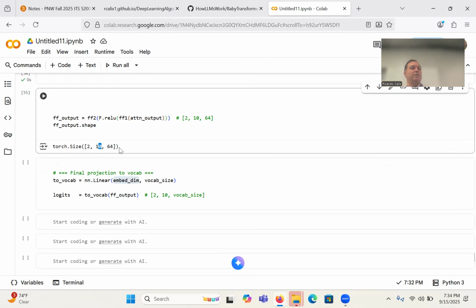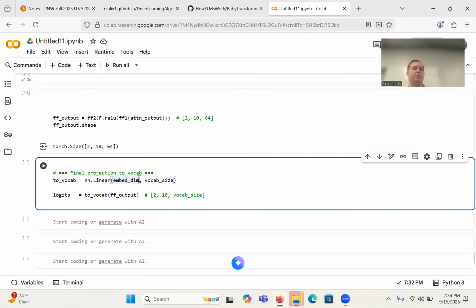But they're currently in 64 embeddings. That needs to be converted into a vector of 1,000, which is going to be a probability distribution over all the possible words, which in this case is 1,000. So what do we do? A linear layer, embedding dimension to vocab size. Okay, and that's called to vocab.